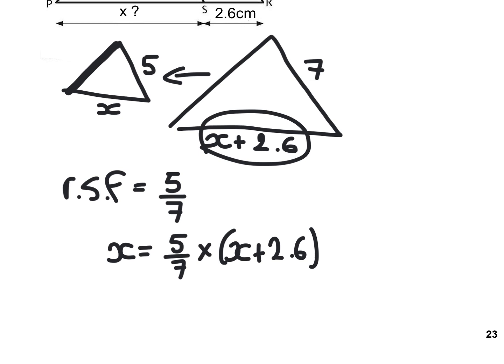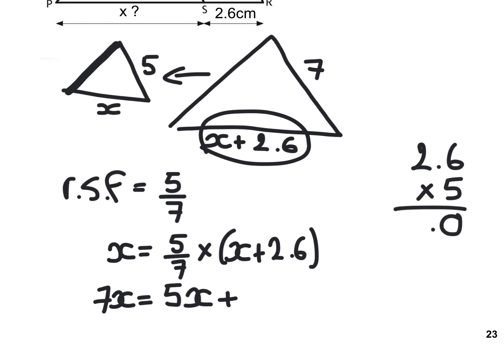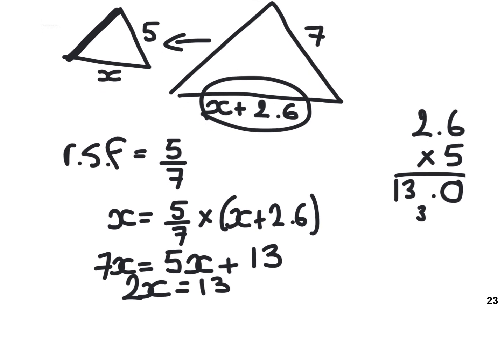Now, I don't want to be multiplying out by a fraction, so I'm going to get rid of the divide by 7 by doing 7 times X on the left-hand side, which just leaves me with 5 in front of the bracket. And if I multiply that out, I've got 5x plus 5 times 2.6. If you can't do that mentally, you have to do this old-fashioned thing called a sum. 5 times 6 is 30, 5 2s are 10, so that's just 13. And then take away 5x from each side, leaves you 2x is 13. So final answer, if I just squeeze it in here, x equals 6.5 centimetres.